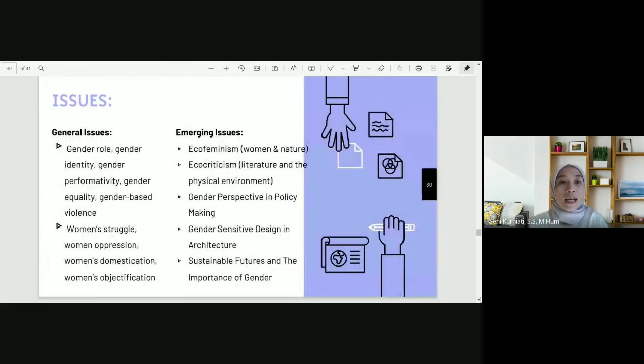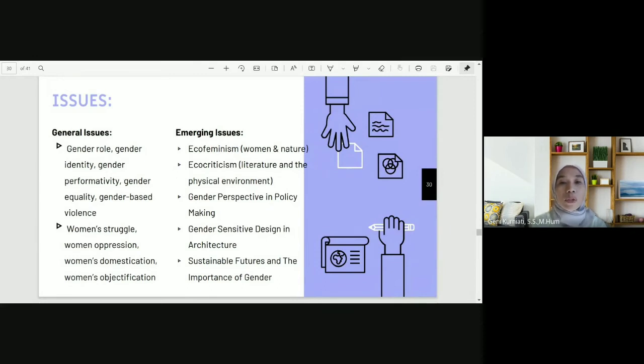Okay, if it's in literary analysis, we can take a look at this. I divided it into two. First, gender: gender role, gender identity, performativity, gender equality, gender-based violence. So this is about gender as the main focus. And the second one, women's struggle, women's oppression, women's domestication, women's objectification. See, even between gender and feminist issues, there are different focuses. Even though when you are trying to elaborate on women's struggles, perhaps there are some gender roles as well, you need to focus on the main issues.